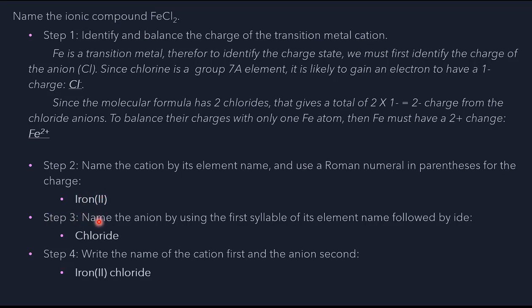In step 3, we would name the anion, again using the first syllable of its element name followed by "ide," chloride, and then we would put it all together. So iron 2 chloride. Again, we were predicting the charge state of the transition metal by looking at its anion partner in the molecular formula.